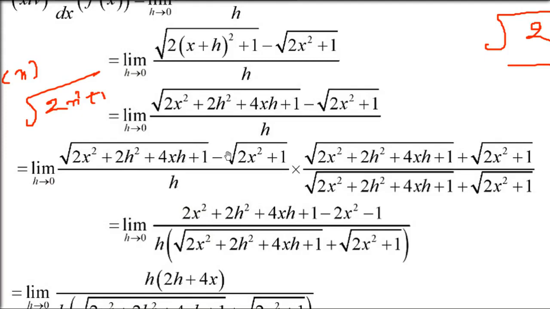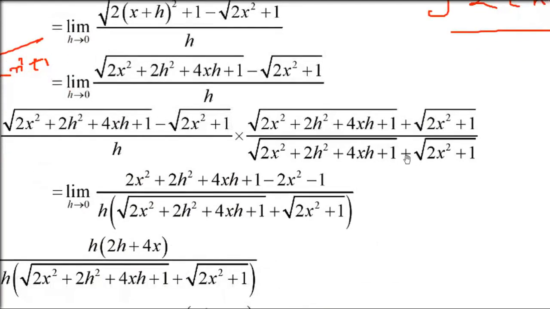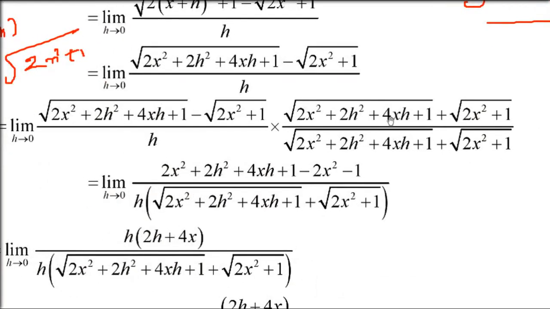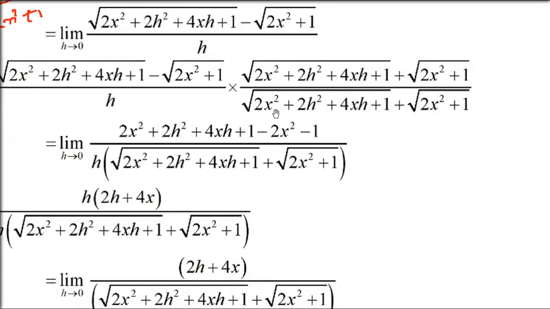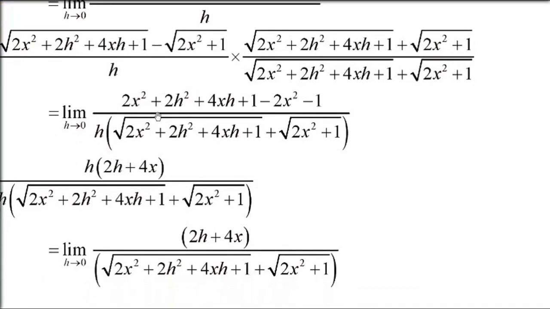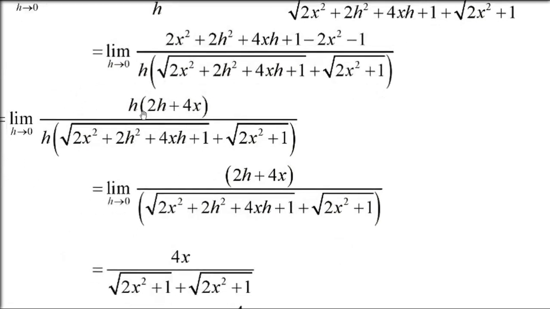So when you multiply numerator and denominator, this is root, so a square minus b square, the root will be eliminated. It will be negative also, so we'll change the sign also. Just change the sign, and the denominator doesn't matter because ultimately we will put h as 0. So 2x square gets cancelled, 1 gets cancelled, only 2h square and 4xh will remain. So you can take h common, 2h plus 4x will come.